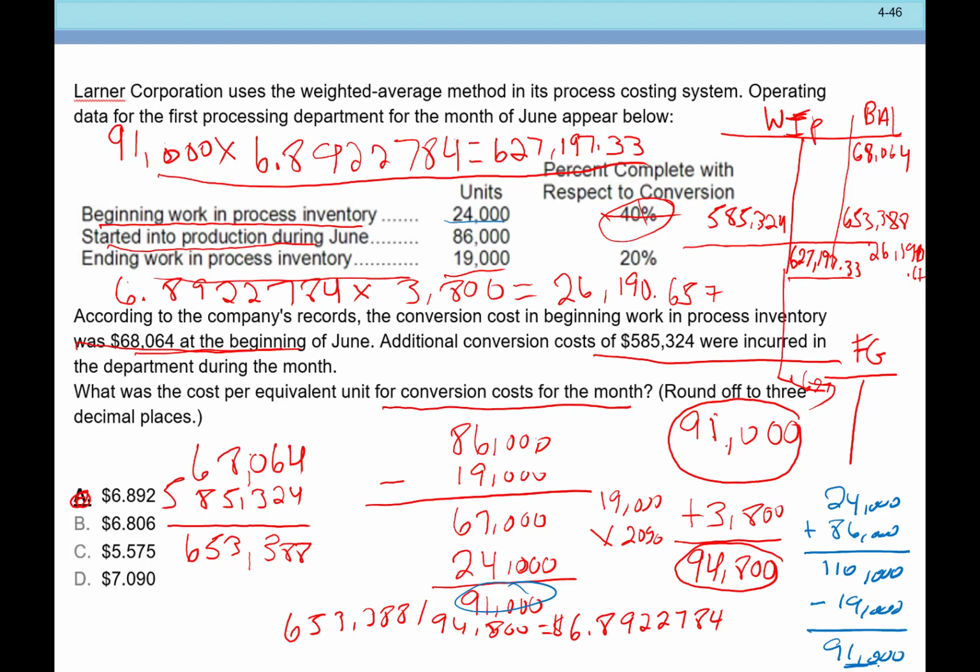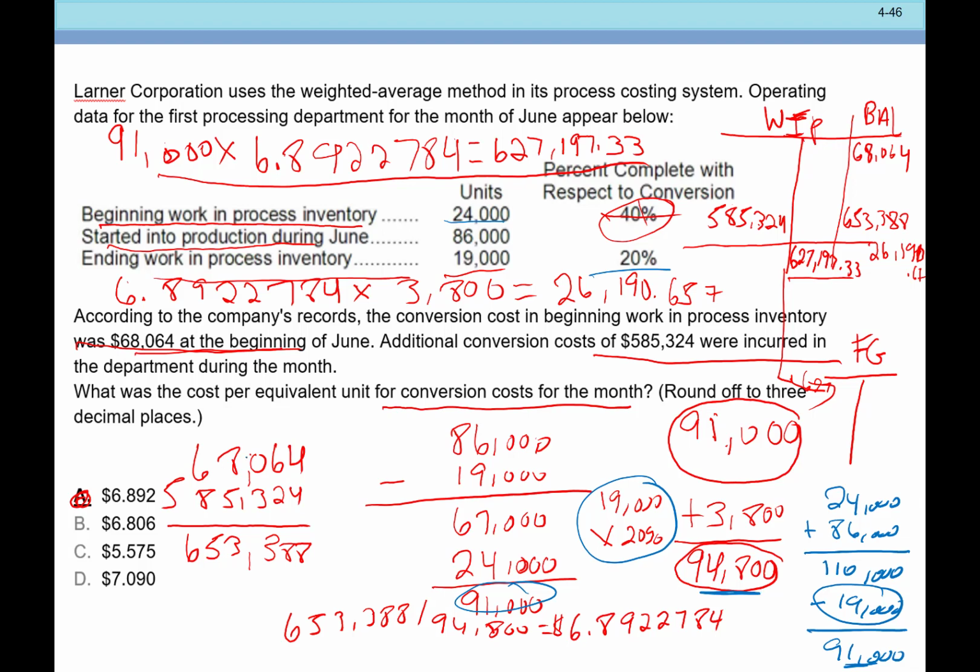Okay, so we know we have 91,000 units that were transferred out, but then we have to give ourselves credit for the work that we've done on those units that were in ending inventory, and the problem told us that they were 20% done. So I take that 19,000 times the 20%, so I get 3,800, add that to the 91,000, so my equivalent units are 94,800, okay?